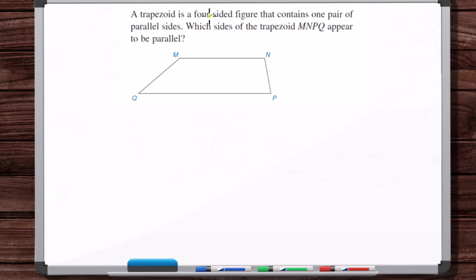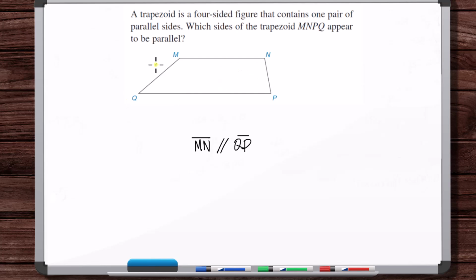A trapezoid is a four-sided figure that contains one pair of parallel sides. Which sides of the trapezoid MNPQ appear to be parallel? Well, here, the way we write this is line segment MN looks to be parallel to segment QP. With parallel, the idea is to consider the full line MN extending to the right and left in all directions, and QP extending to the right and left infinitely, then those lines would never intersect, no matter how far down the line you went. Then they're parallel, and that looks to be the case.